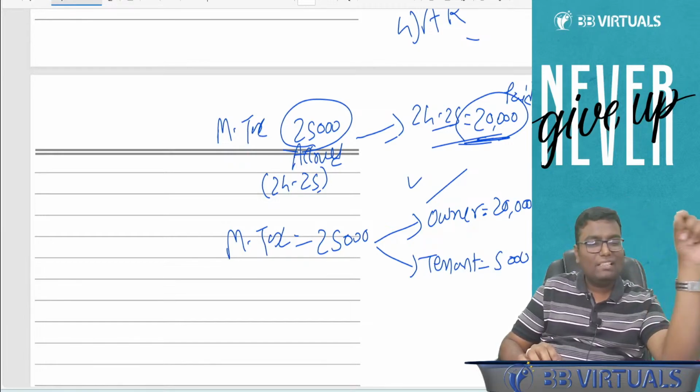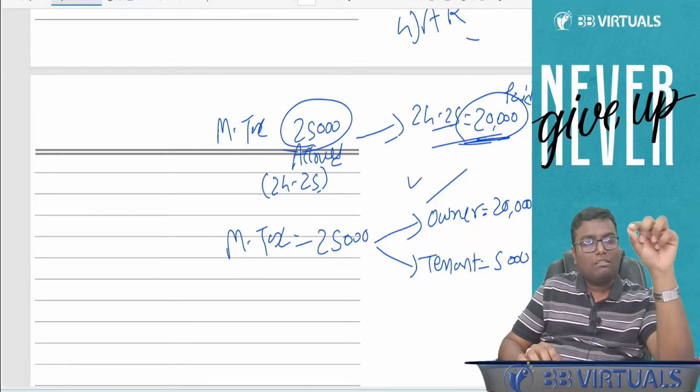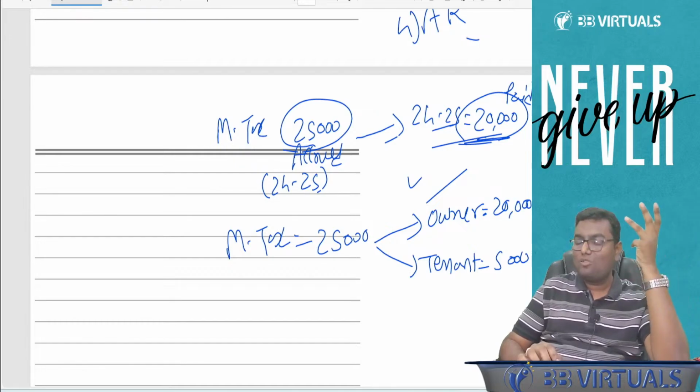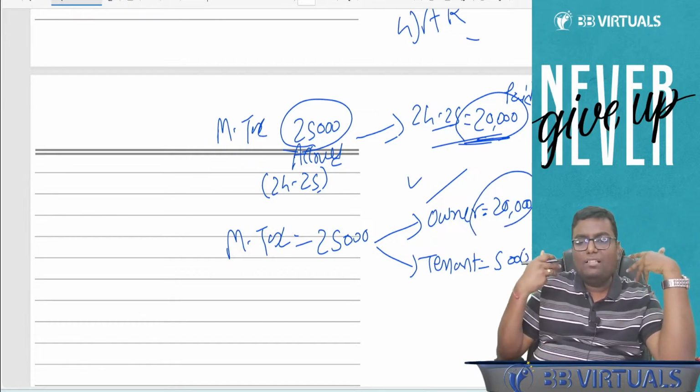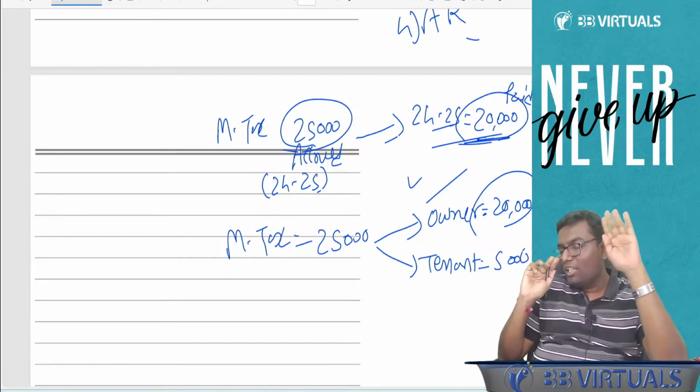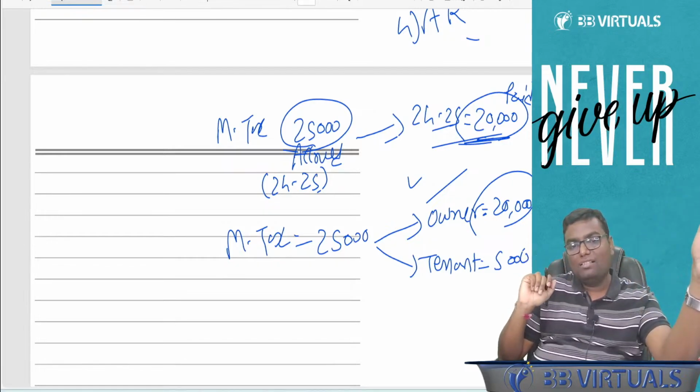And this is also pretty clear as per that one line: municipal tax paid by owner during the previous year. I will get deduction only for what I paid, that is 20,000. I will not get the deduction for what my tenant paid.